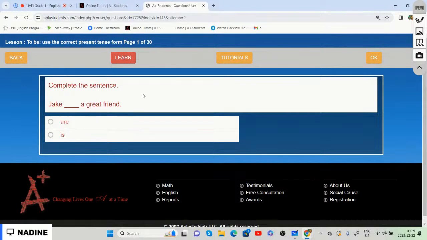And if we choose the correct one to complete the sentence, then we can say Jake is a great friend because we are referring to one specific person. Only Jake. So Jake is a great friend.